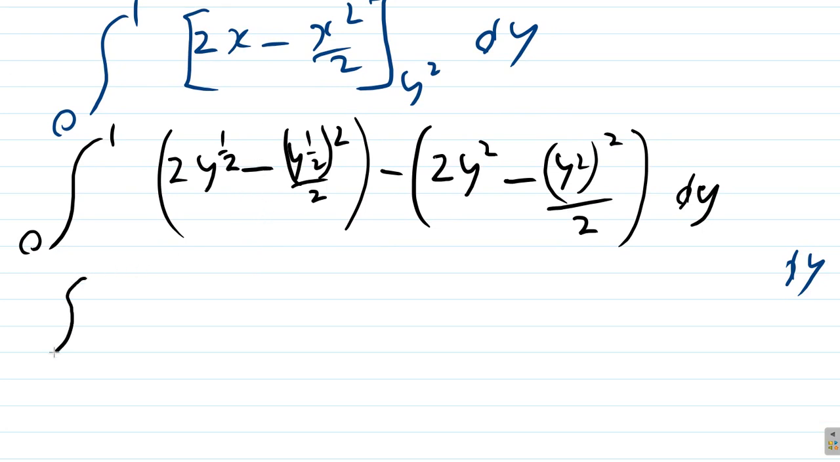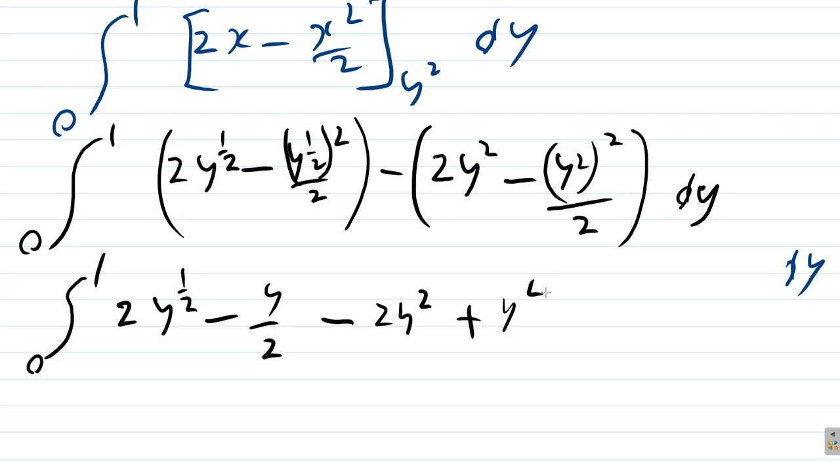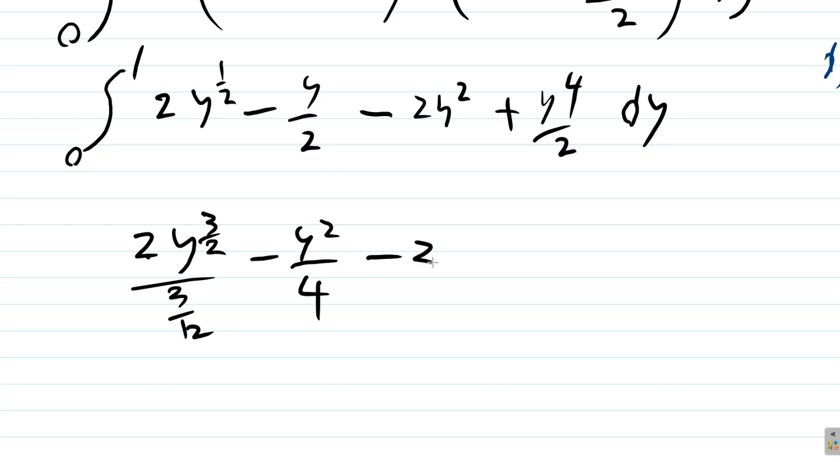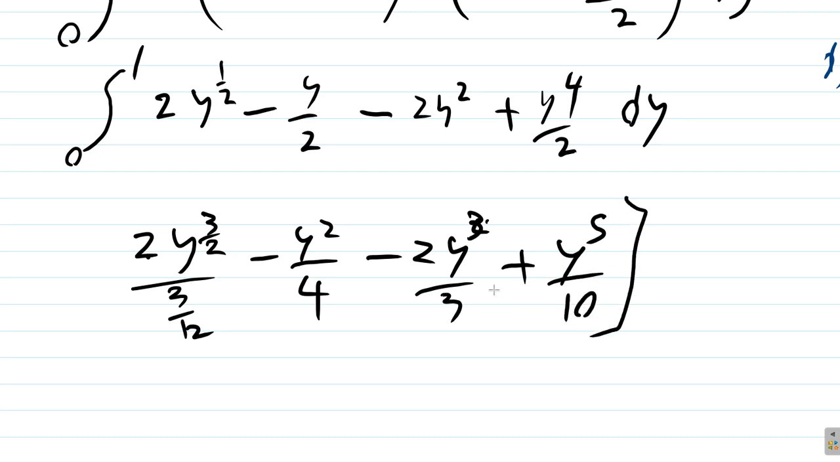So you have the integral from 0 to 1 of 2 y to the half minus y to the half squared, which is just y over 2, minus 2y squared, and minus and minus give you a plus, y squared squared is y to the 4th over 2, dy. When you integrate this with respect to y, you get 2 y to the power 1.5, which is 3 halves, over 3 halves, minus y squared over 2, 2's 4, minus 2 y to the 3 over 3, plus y to the 5th over 2, 5, 10, and you're going from 0 to 1.